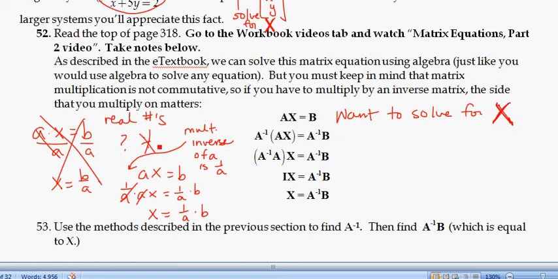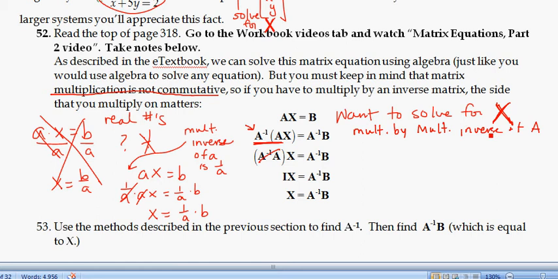So how do I do that? Think like you did with real numbers. How do I undo matrix multiplication? What is the multiplicative inverse? We want to multiply by the multiplicative inverse of A. And keeping in mind, as they say here, matrix multiplication is not commutative, so the side on which I do it matters. I have to multiply on the left side because I need the A inverse and A to be next to each other so that they're going to cancel. So I'm multiplying on the left.